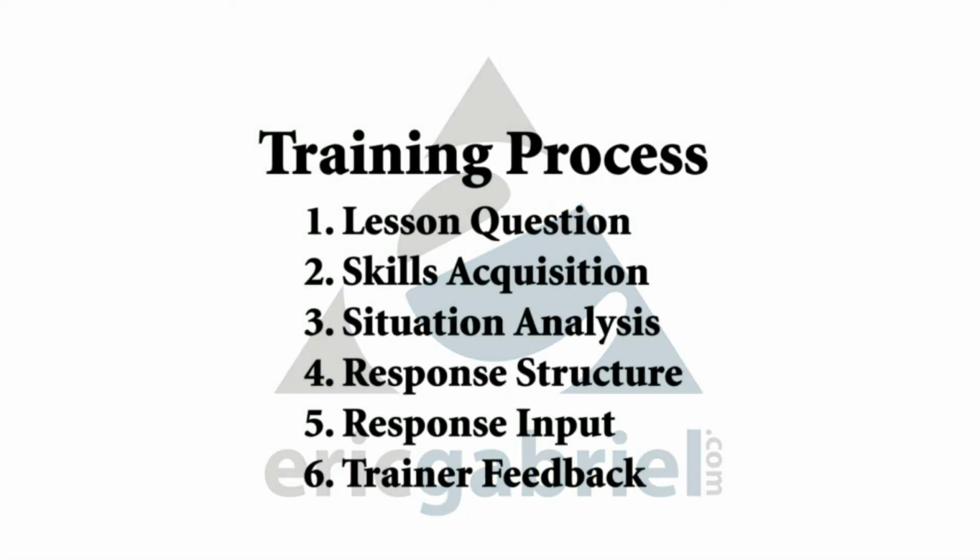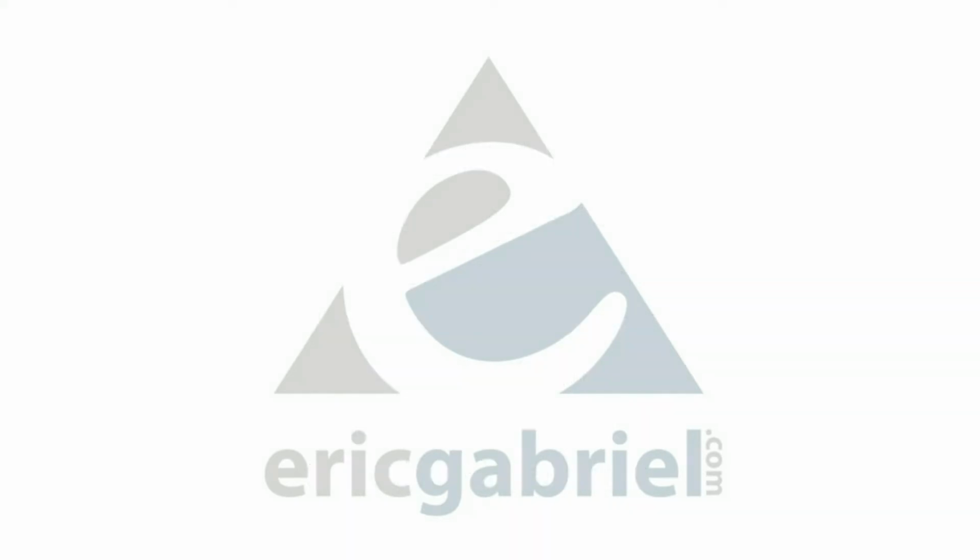In this video, I'll introduce you to my training process and the 6 steps that I use for each training session. The first step is the lesson question. The second step is the skills acquisition. The third step is the situation analysis. The fourth step is the response structure. And the fifth step is the response input. And the sixth step is the trainer feedback. Now let's take a look at each of those steps in action.